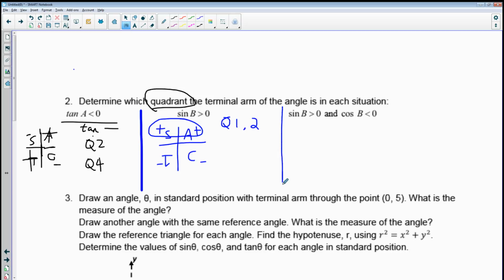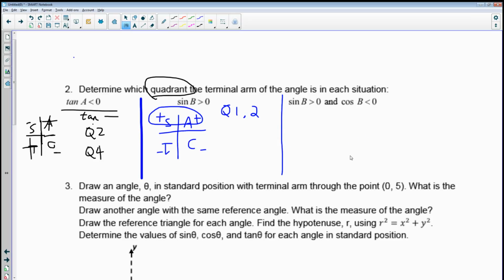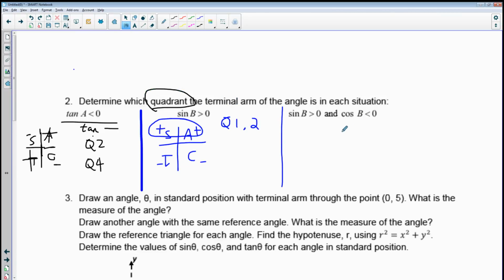All right. The last one is a little interesting. I would like you to check it for yourself. The answer is in the notes, so check the answer for yourself.